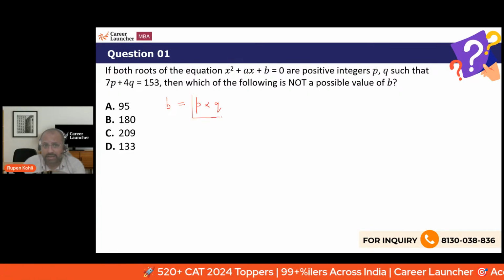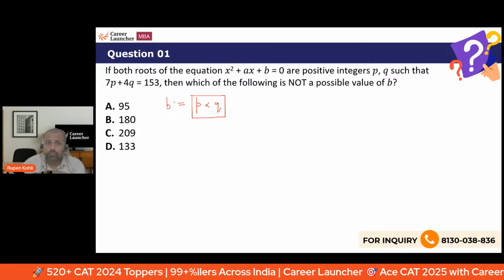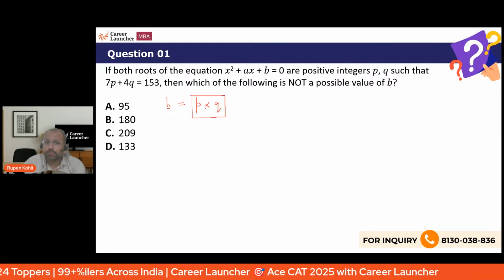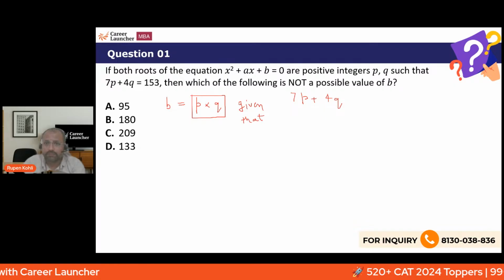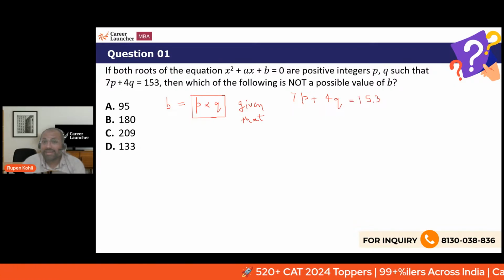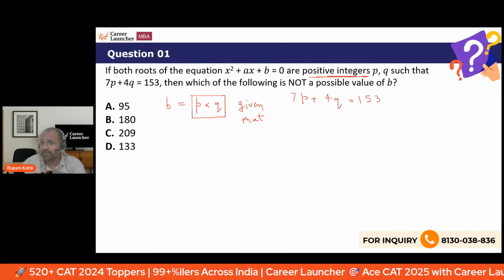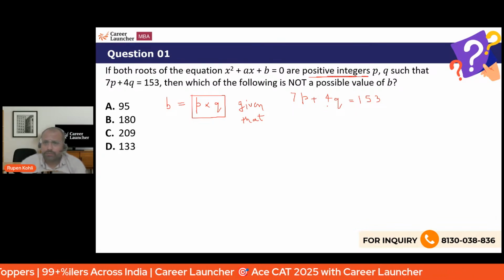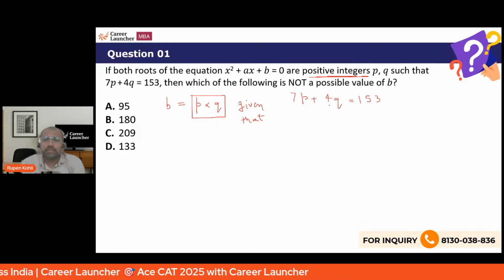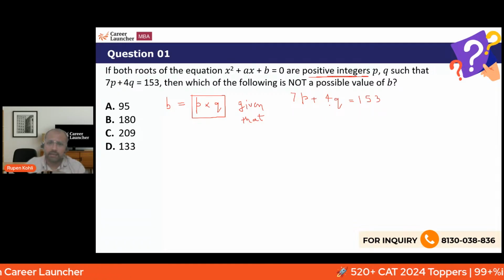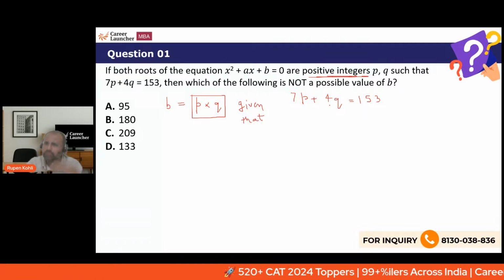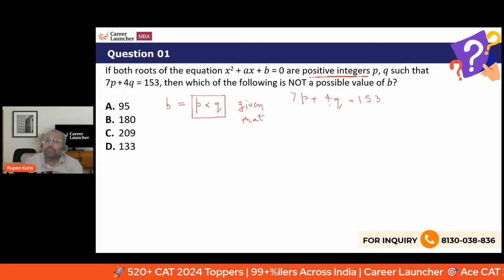So basically, we are referring here to the possibility of b, which is as good as the possibility of p into q, given that they satisfy this linear equation 7p plus 4q equals 153. Now, how do we figure out the integer solutions of this linear equation? Because that is the key thing here. If we have to find the integer solutions of a linear equation of this kind, what we need to do is find the first solution by hit and trial approach. Means just start putting p equal to 0, 1, 2 until we get an integer value of q also.